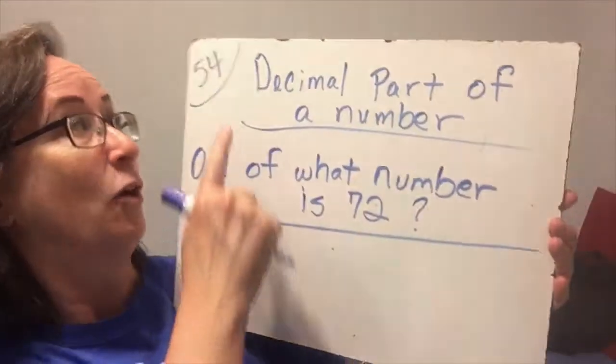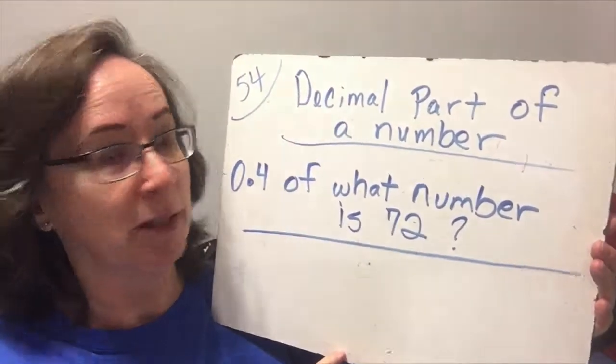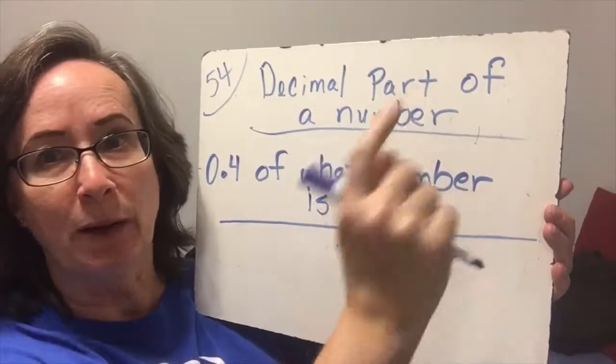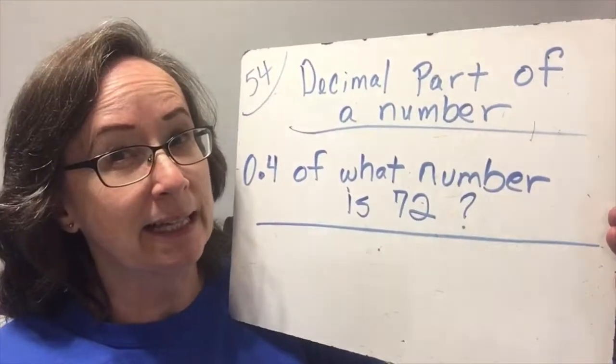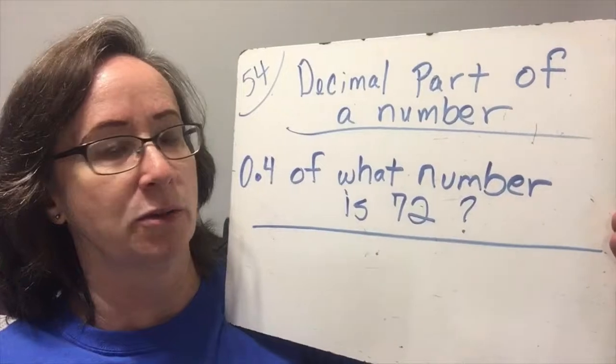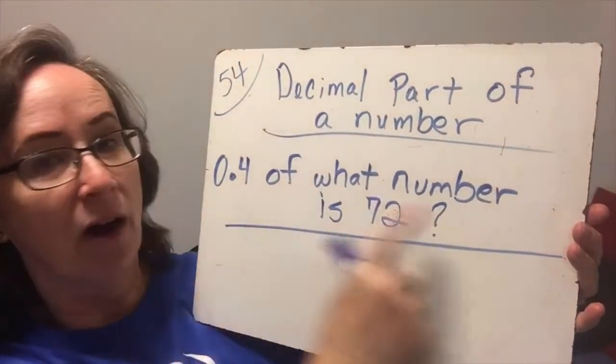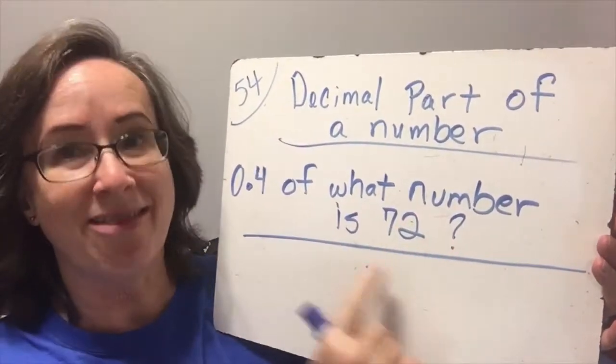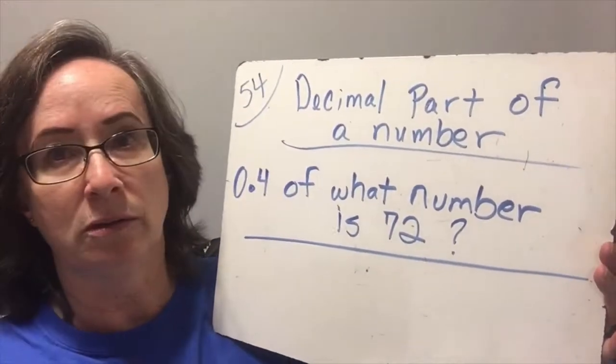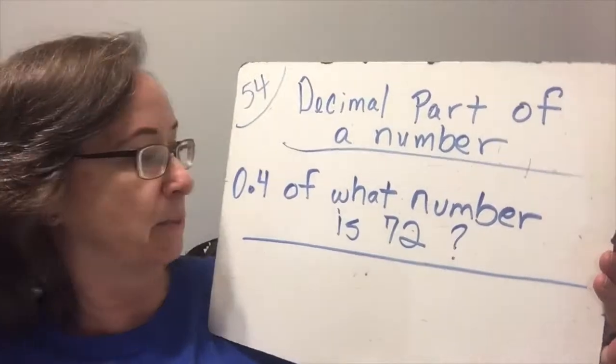And today we're doing lesson 54 in our blue books, and it's all about decimal part of a number. Now, we recently did fractional parts of numbers, and now we're doing the decimal part of the number. So here, all we're going to do is turn this statement into a mathematical expression.